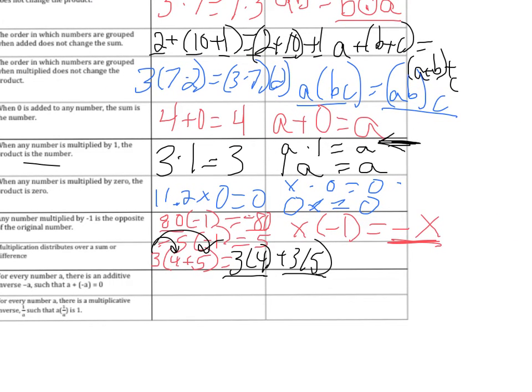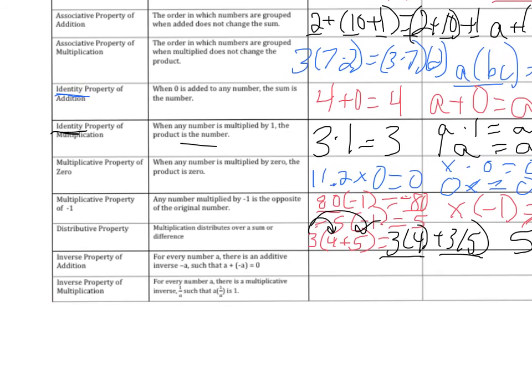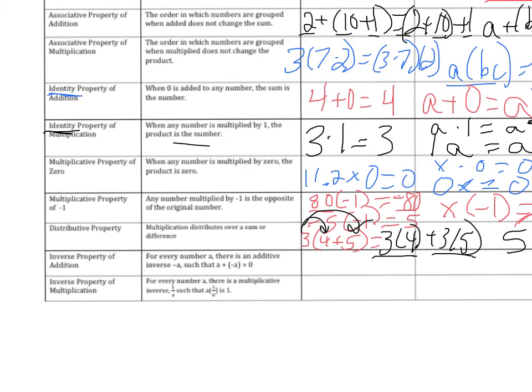And of course, algebraically, we know that we could have an example such as 5 times the quantity of x plus 2. And all I need to do is go ahead and distribute. And it would simplify to be 5x plus 10. So again, multiplication can distribute over a sum or a difference, over addition or subtraction.